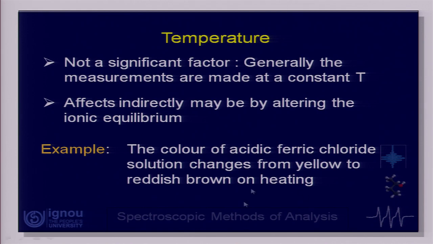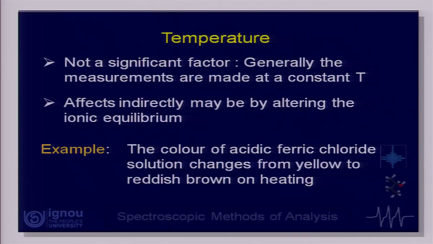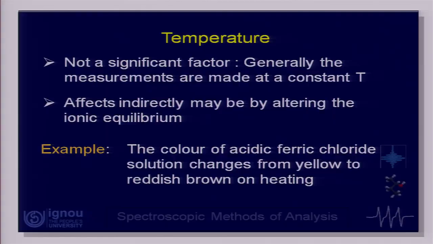One example I can quote is that of acidic ferric chloride. If I take a solution of acidic ferric chloride, it is yellow to begin with. If the temperature increases, that means we heat the system, we find that the color changes from yellow to reddish brown. Since the color has changed, the spectrum has changed. So, absorption characteristics will change and the values will deviate from the expected values.